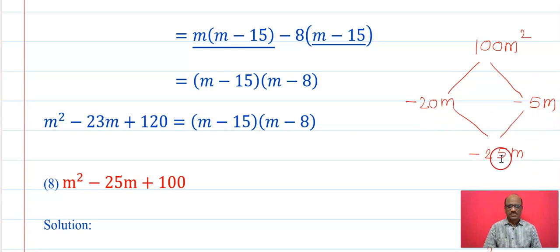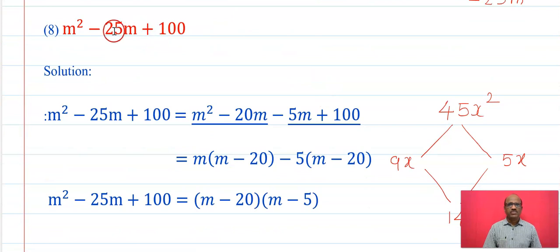Minus 25m, and their product: minus 20m and minus 5m, the product of these two is 100m square. Therefore, we'll write minus 25m as minus 20m and minus 5m. Therefore, m square minus 25m plus 100 equals m square minus 20m minus 5m plus 100. Now again we will take m as common from these two terms, then in bracket you will get m minus 20.